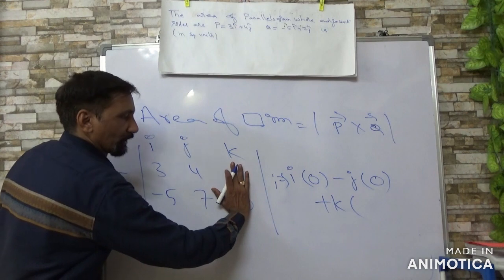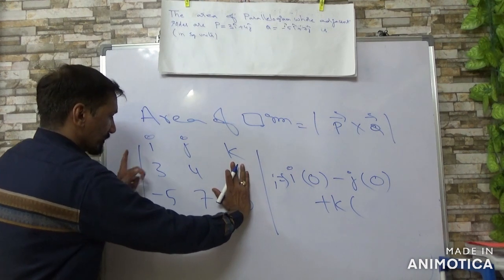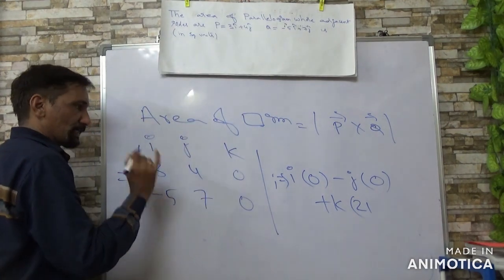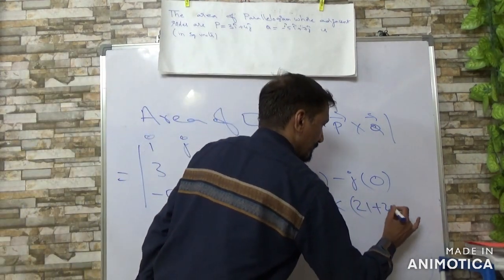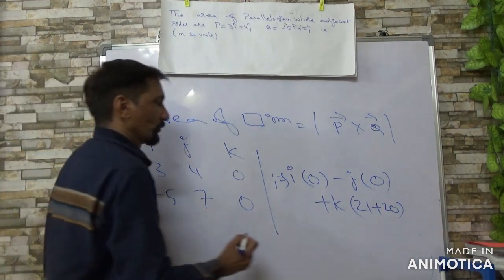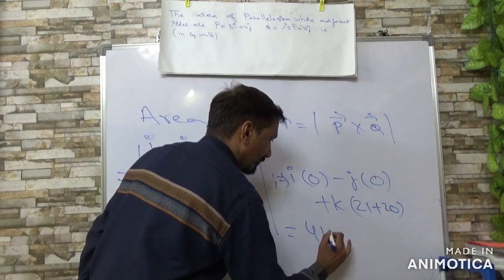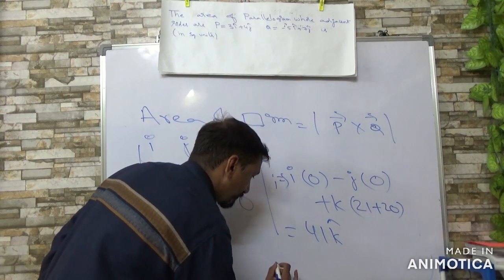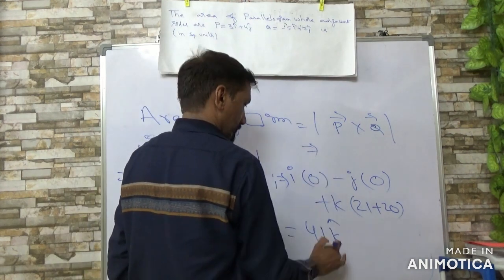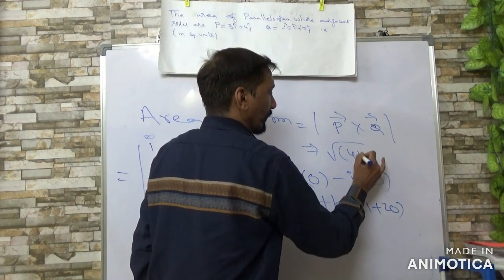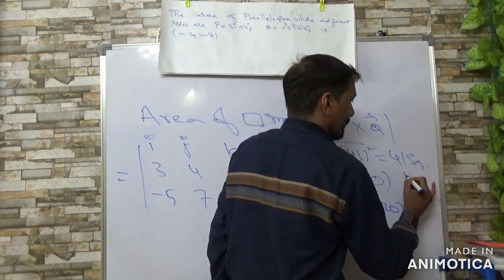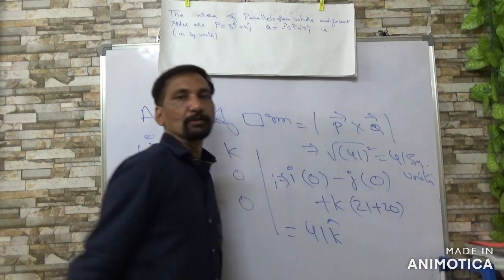So K you are considering now. Close the K column: 21 minus 20, minus of minus plus 20. So you get 41K. Its magnitude you want to find, right? Mod: root of 41 whole square, nothing but 41 square units.